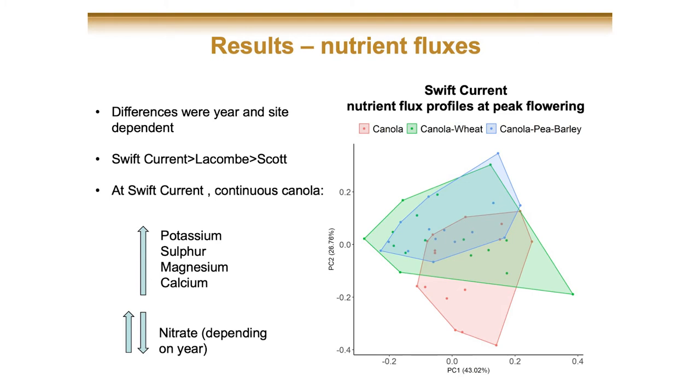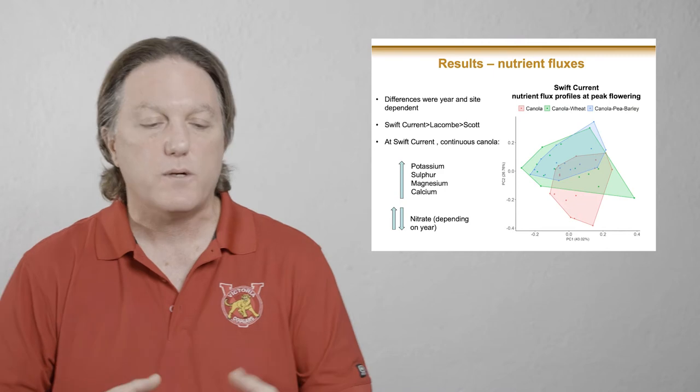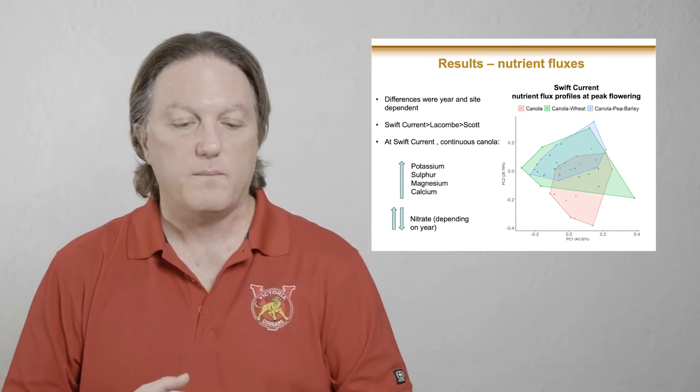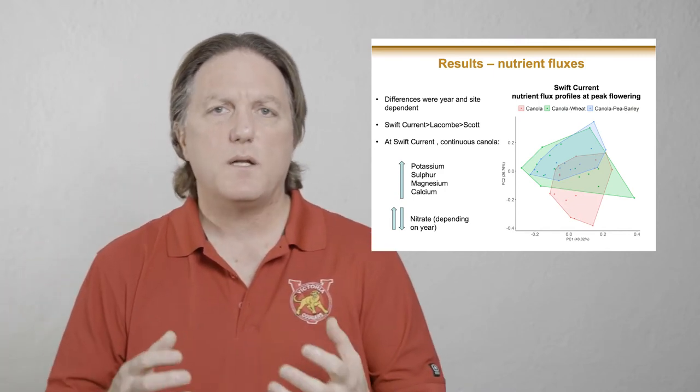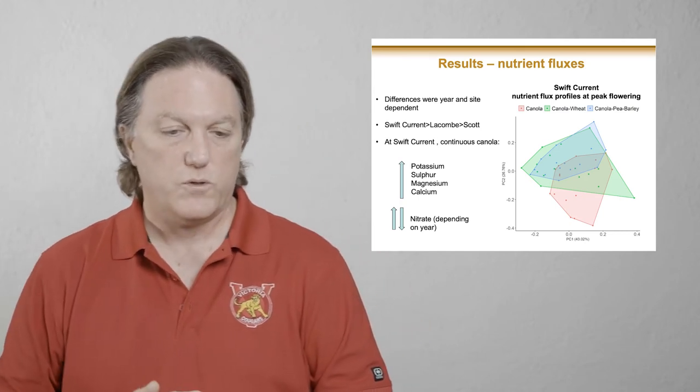And the similarities are reflected in terms of clustering, or these points being close together. And what you see here is that basically they're all quite similar, although the canola alone plots have a slightly different structure in terms of the nutrient fluxes that are available to the roots. Principally, what we see with continuous canola at Swift Current is an increase in things like potassium, sulfur, magnesium, and calcium, and so on, but not a very strong effect on the nutrient fluxes.